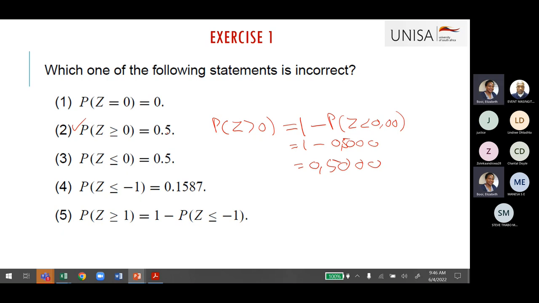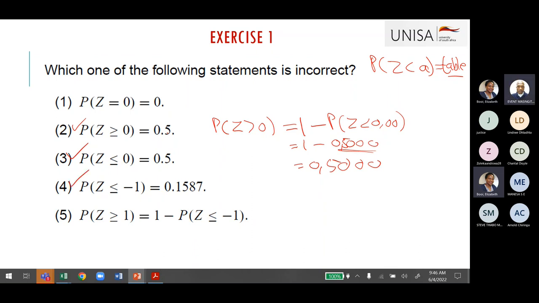Is that correct or incorrect? That's correct, because that's what we just did here. It's the same value that we just did. That is correct. Find the probability of Z less than minus one. Always remember that the probability of a Z less than a value is always going to be found by looking at the value, or finding the value on the table. That is correct.